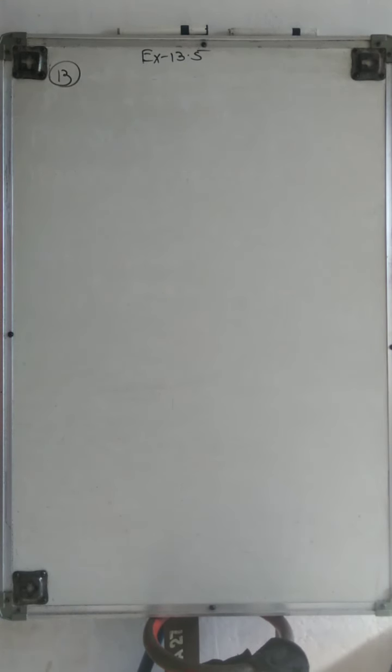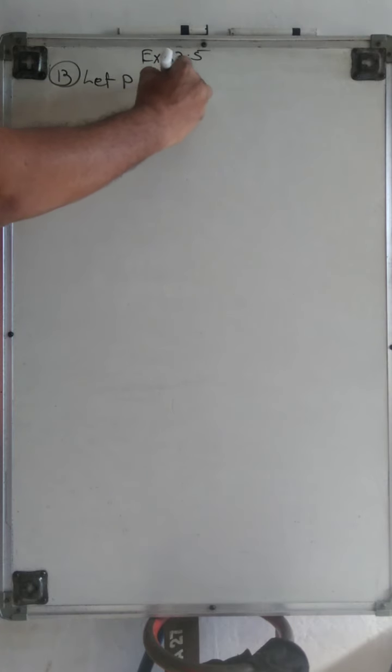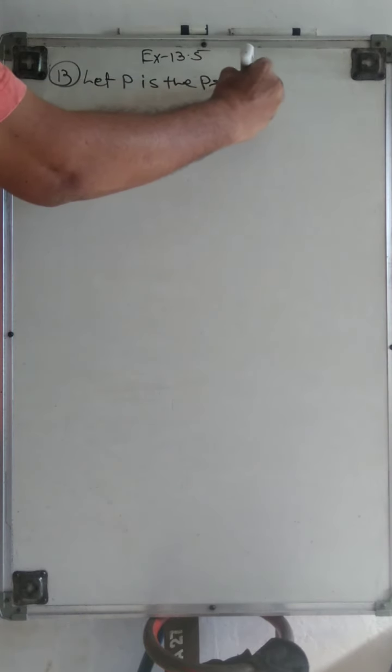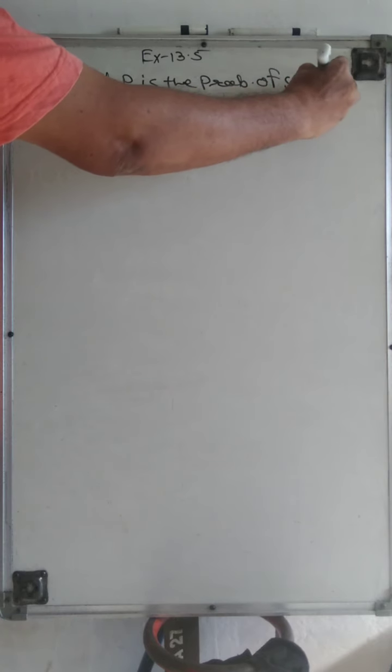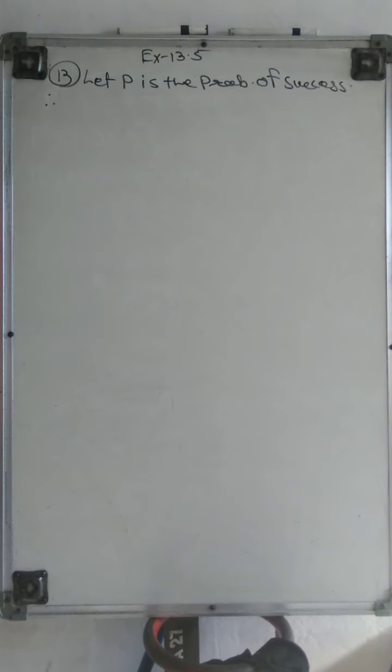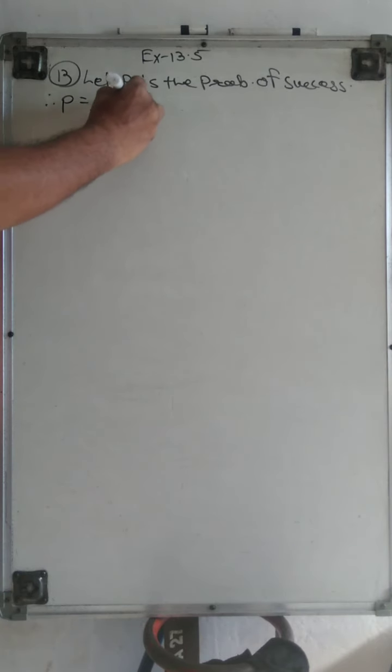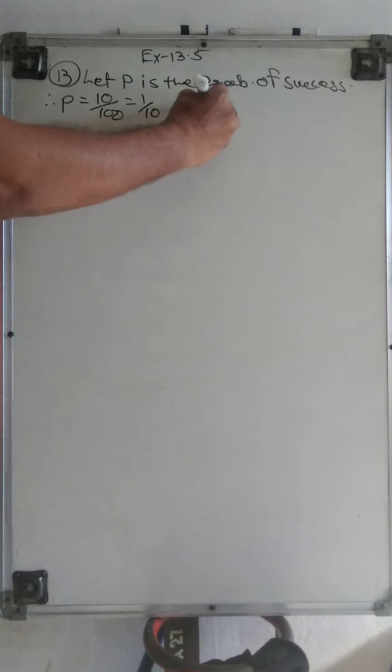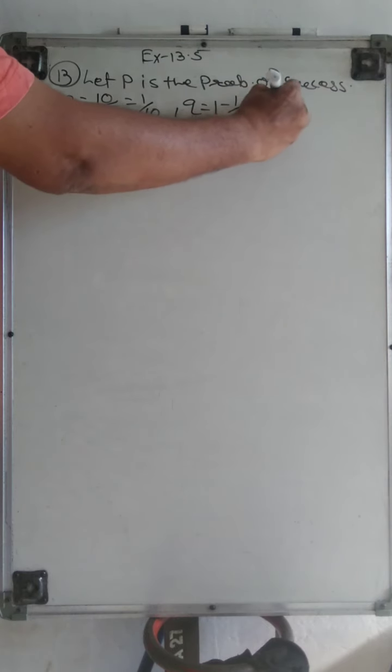It is known that 10% of certain articles manufactured are defective. What is the probability that in a random sample of 12 such articles, 9 are defective? Let P be the probability of success. Therefore the probability that the manufactured item will be defective is 10%. Therefore P equal to 10 by 100, or 1 by 10, and Q equal to 1 minus 1 by 10, which is 9 by 10.